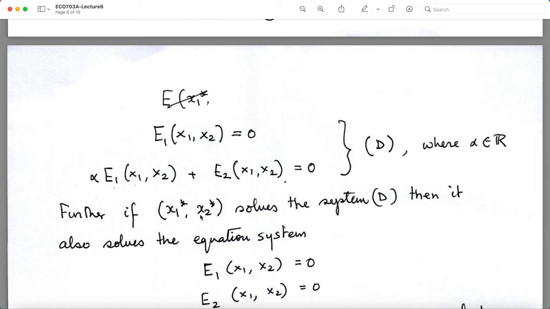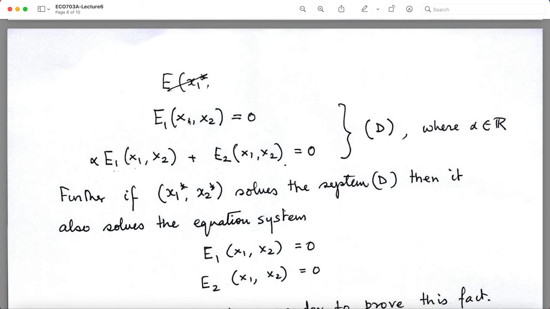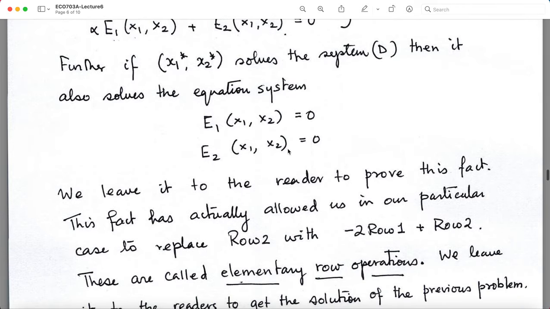Now further, if X1 star, X2 star solves this equation, which is the equation D, then it also solves the original problem. Because E1(X1 star, X2 star) is equal to 0, here I can put this to be 0 to get E2(X1 star, X2 star) equal to 0. That is, any solution of the transformed problem, where the rows are changed by row operation, will also give the solution of the original problem. So if I get an upper triangular matrix, the solution that I get is actually a solution of the original problem. This is a very important thing to keep in mind.